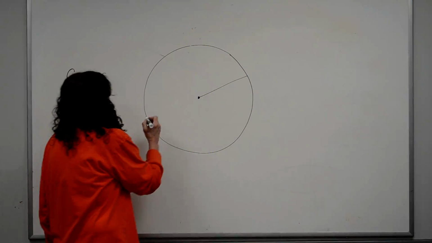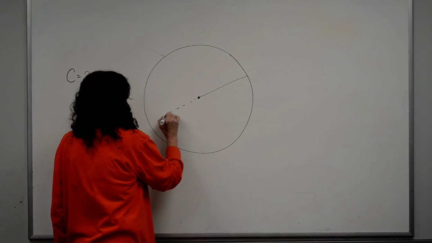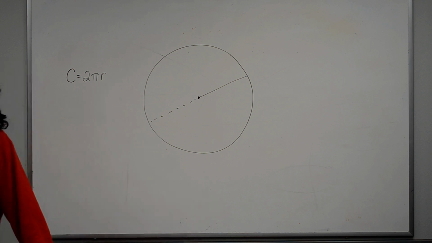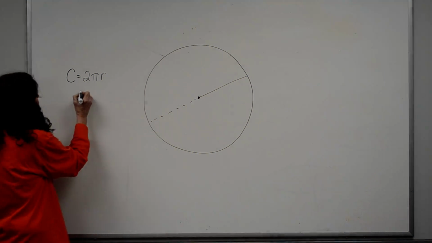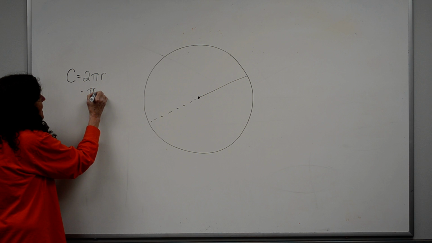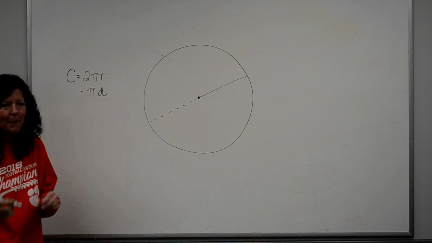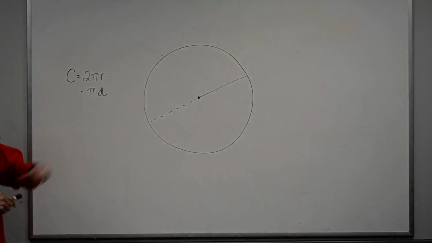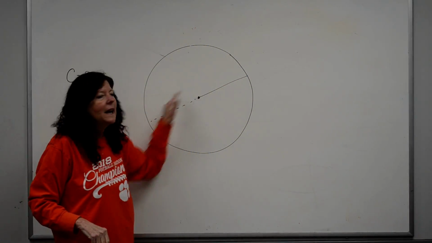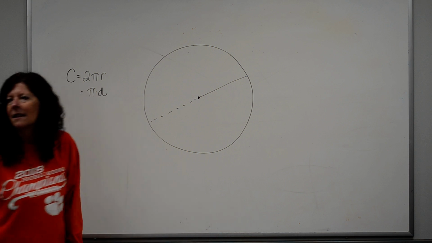What if it went all the way through the center of the circle? What's it called then? It starts with a D. Diameter. The diameter of the circle. Okay, so I can also write this formula as pi times d. Pi times d is the exact same thing as 2 times pi times r, because twice the radius is going to give me the diameter.